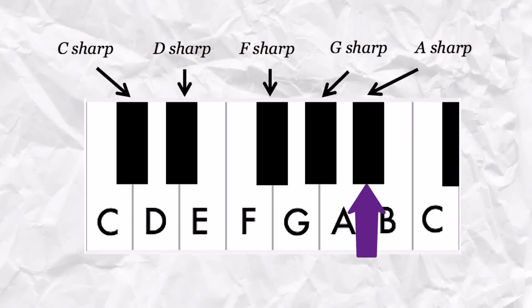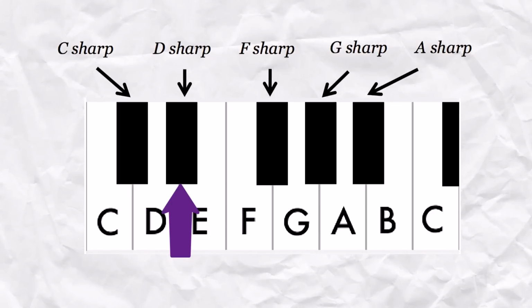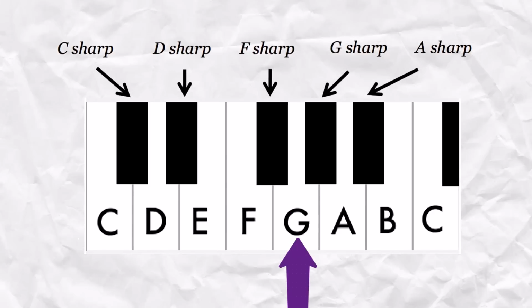So A sharp, B, C, C sharp, D, D sharp, E, F sharp, G, G sharp. Now, you're probably saying, Lauren, you used all sharps. Where are the flats? So the flats, it would depend on what key you're in, and they're a little bit interchangeable. So I call them identical twins with just different names.